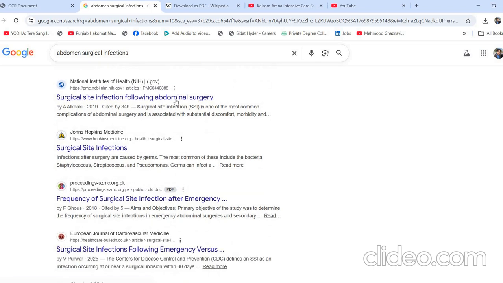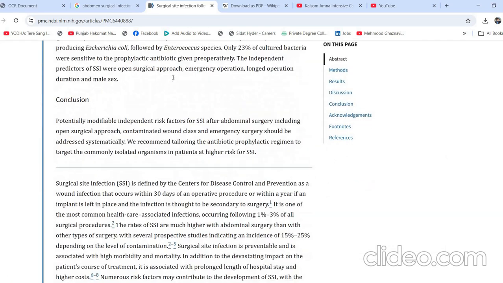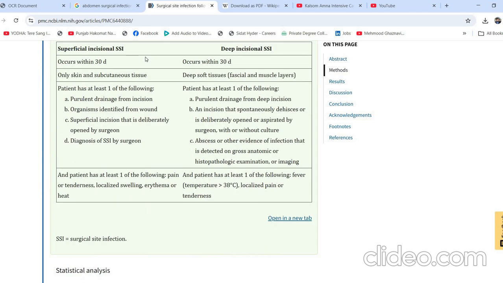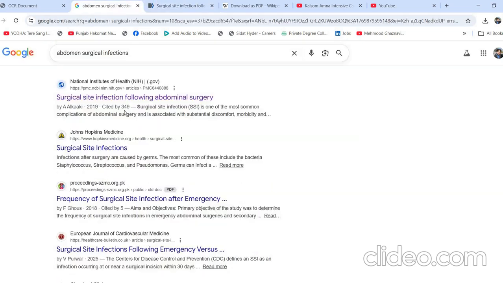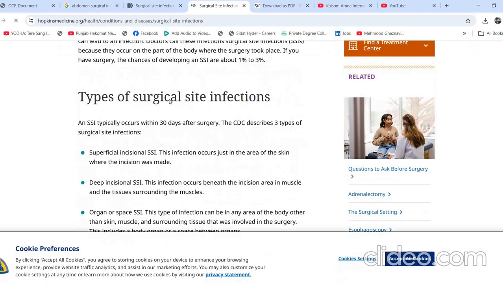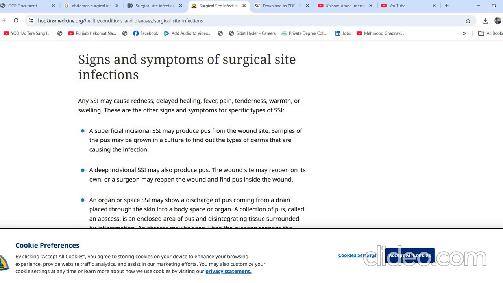So let's study this article. Surgical site infections following abdominal surgery. Types of surgical site infections, and the following signs and symptoms of surgical site infections.